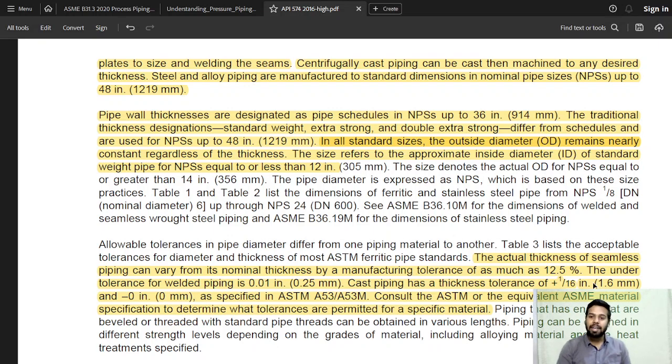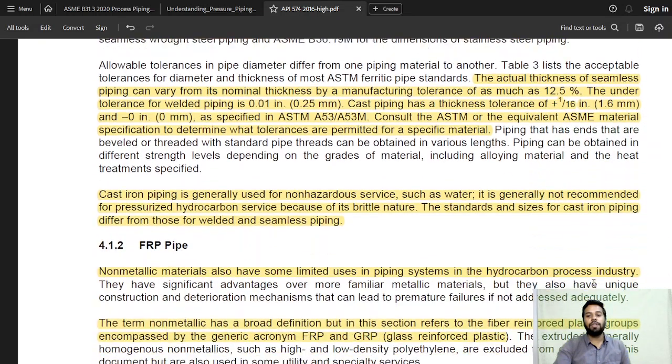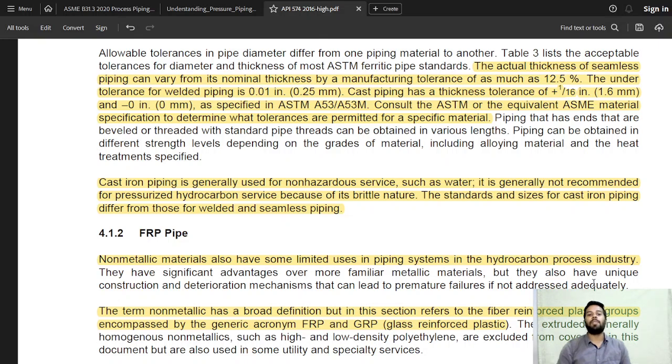In all standard sizes, the outside diameter is nearly constant regardless of thickness. The size refers to the approximate inside diameter of the standard weight pipe for NPS equal to or less than 12 inches. The actual thickness of the seamless piping can vary from the nominal thickness by the manufacturer's tolerance of as much as 12.5%. Whatever the reference thickness given, the actual thickness can be plus or minus 12.5%.